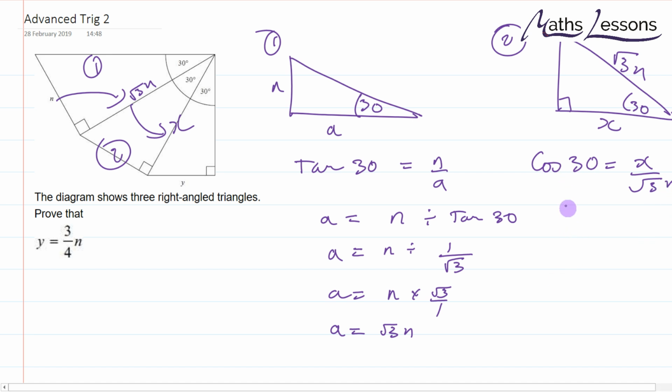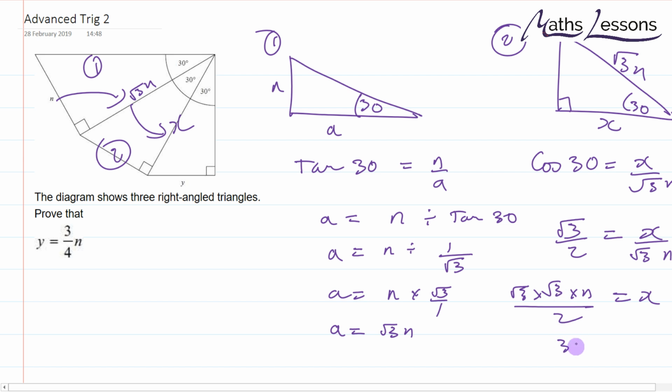Cos of 30, well, that one's just equal to, sorry, my brain's just gone blank for a second, root 3 over 2. I should know this. And I've got root 3n on the bottom. So times by root 3n, I get root 3 times root 3 times n on the top, and I get 2 on the bottom, and I get that equal to x. So therefore root 3 times root 3 gives me 3, and I've got 3n over 2 is equal to x.